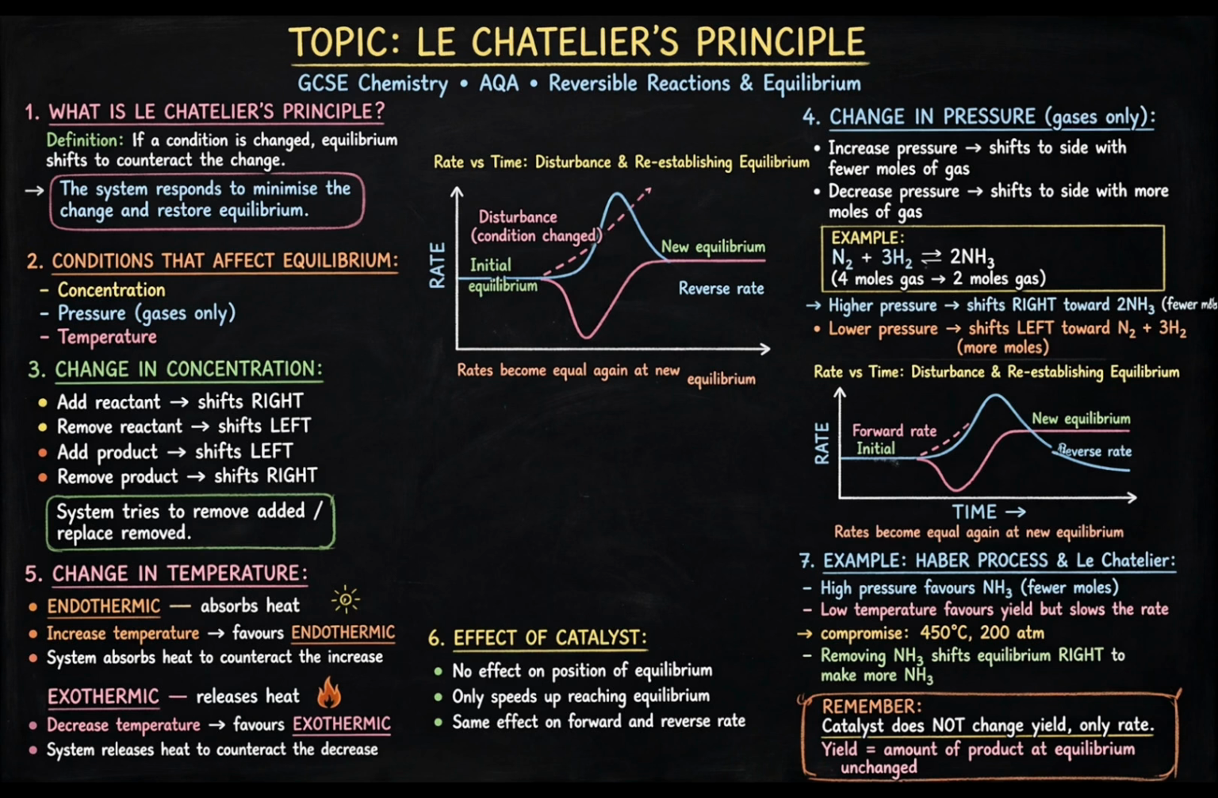Example: N2 plus 3H2 reversible 2NH3. That's 4 moles gas to 2 moles gas. So higher pressure shifts right toward 2NH3. Lower pressure shifts left toward N2 plus 3H2.